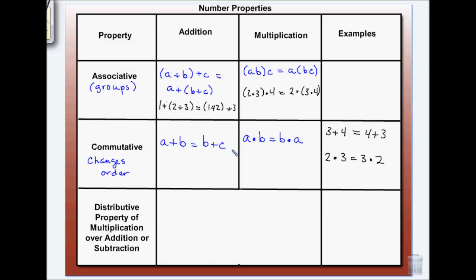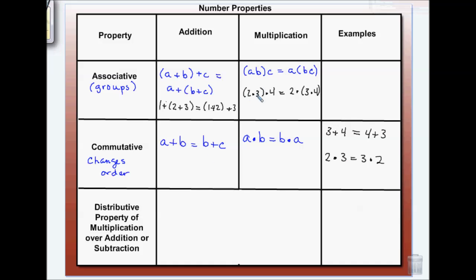5 minus 2 is not the same thing as 2 minus 5, right? Division, 24 divided by 2 is not the same thing as 2 divided by 24. It's the same with the associative. So you can do subtraction, but division really can't change the order, right? Because it would be different.